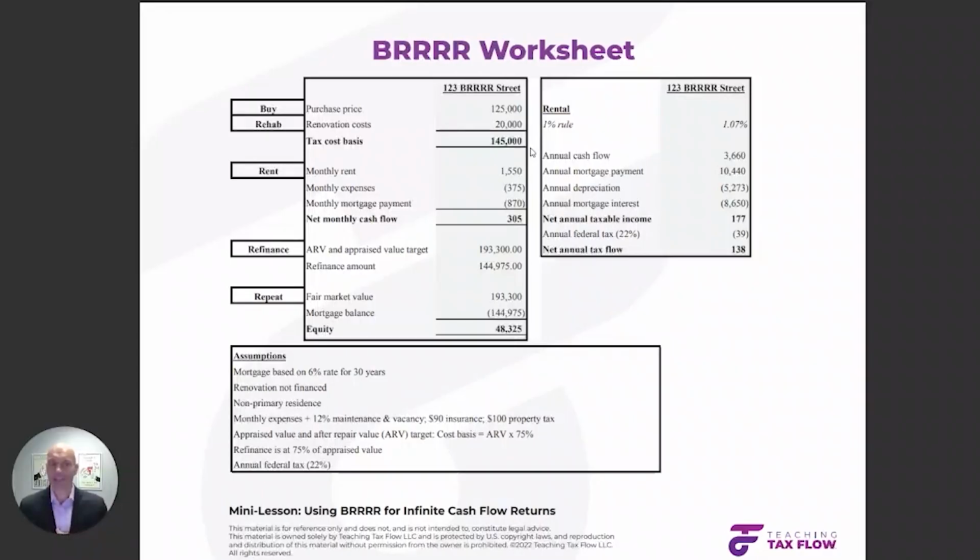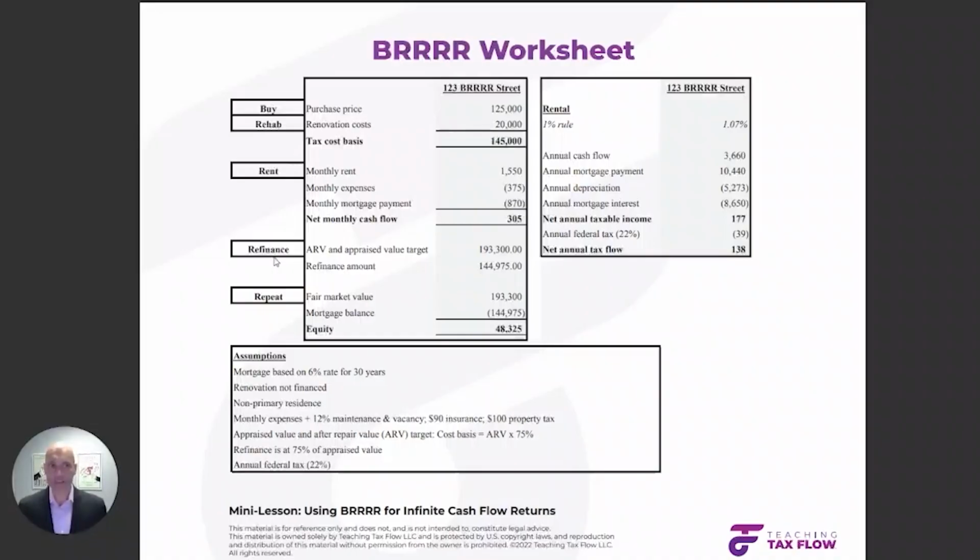Now you've got to determine what your rent amount is going to be. Well, if your monthly rent is going to be $1,550, after monthly expenses and mortgage payment based on the assumptions that we have, that means your net cash flow is going to be $305 per month. So buy, you get it renovated, you get it rented, and then you refinance.